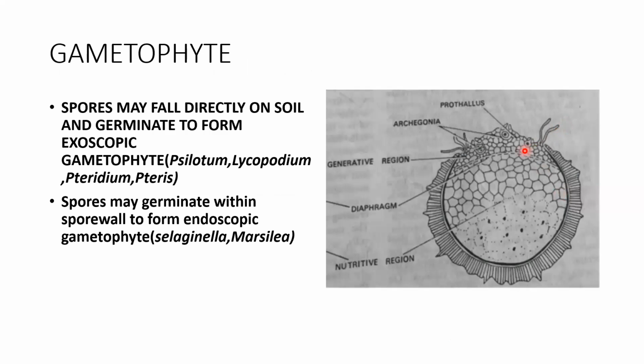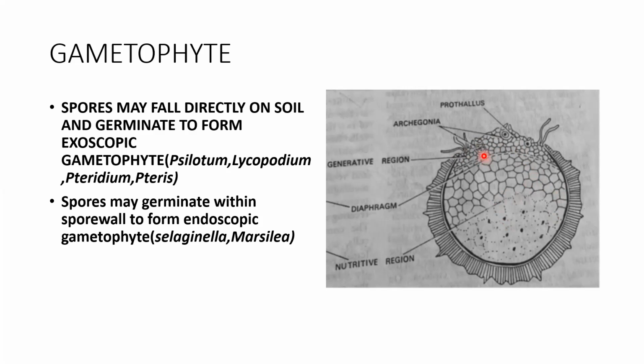Now, this is germination of the megaspore. The megaspore is showing endosporic formation of the gametophyte because germination starts inside the megaspore. So this is also called an endosporic gametophyte. This is in case of Selaginella, and this also occurs in Marsilea. This is the example of Selaginella. And here see, only one kind of sex organ is found, that is the female sex organ, Archegonia.